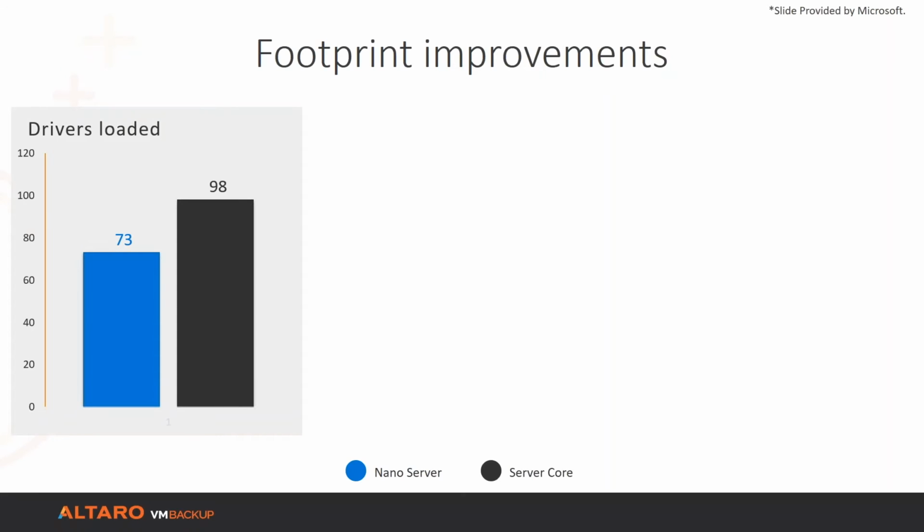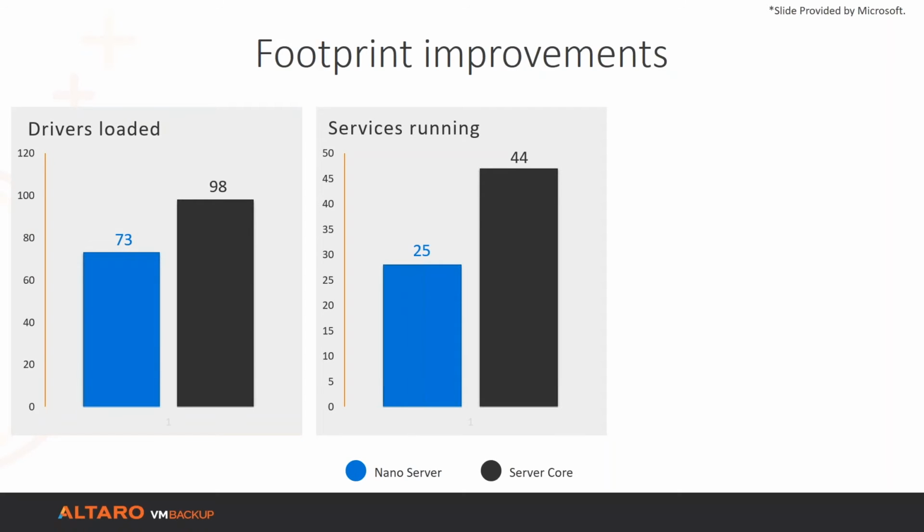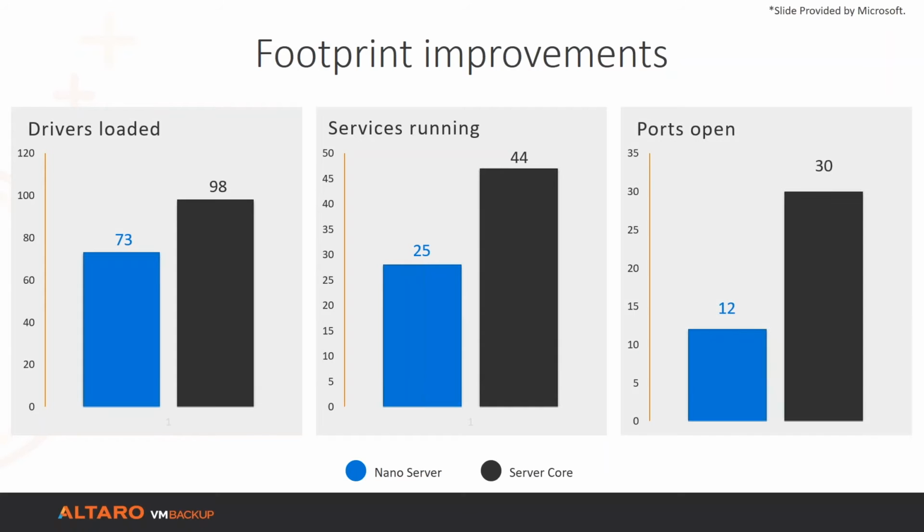So on the footprint side, drivers loaded, there's a few less drivers, 73 compared to 98. Services running, there's 25 services compared to 44 out of the box on Nano Server. Then ports open, 12 versus 30. So again, that reduced attack surface. There's less running by default, fewer ports open, fewer ways for the attackers to try to get into your systems.